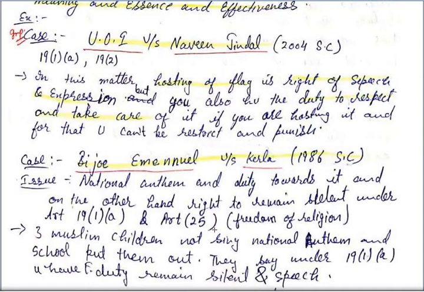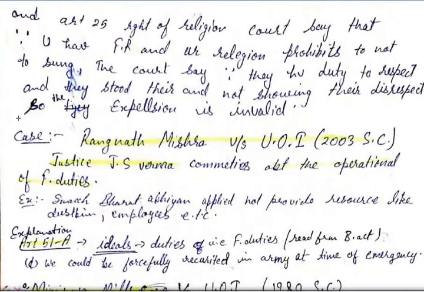So in this case, the court held that since they are showing their respect by standing and participating in the national anthem, except that they are not saying or murmuring themselves, that is where they are not violating any law, and hence the expulsion is illegal.